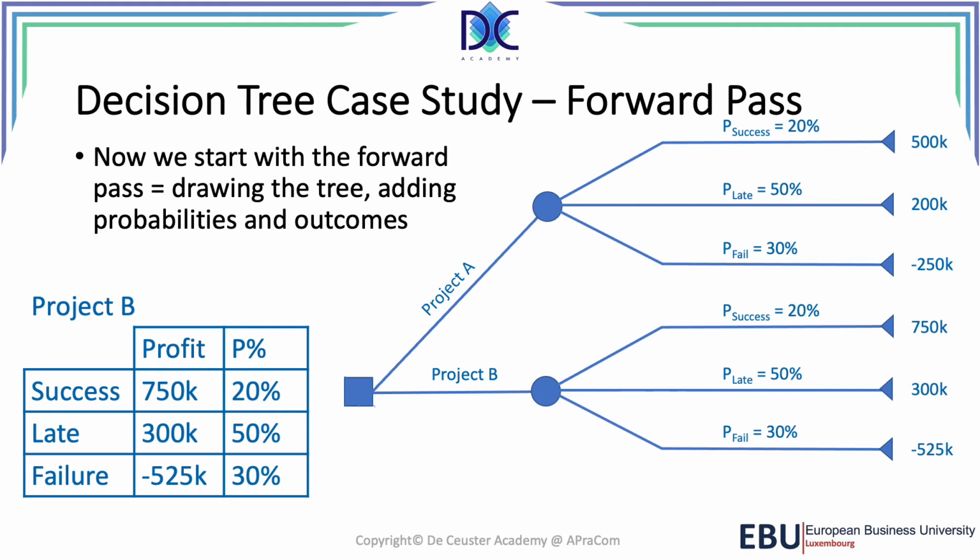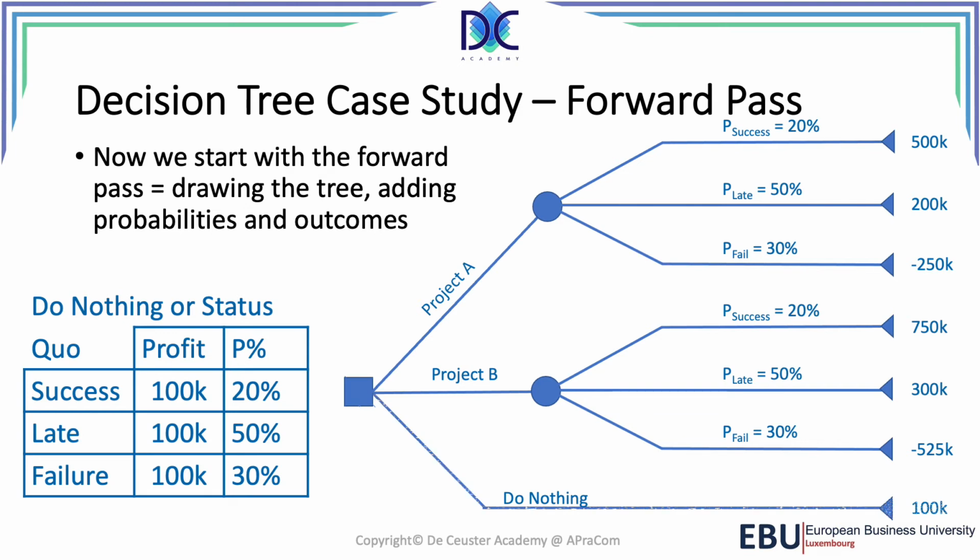The last thing we have to do is to add the do nothing or status quo. In our case we have do nothing, which means status quo, and it will provide us a profit of 100K. So basically we've built the tree, which we call the forward pass.